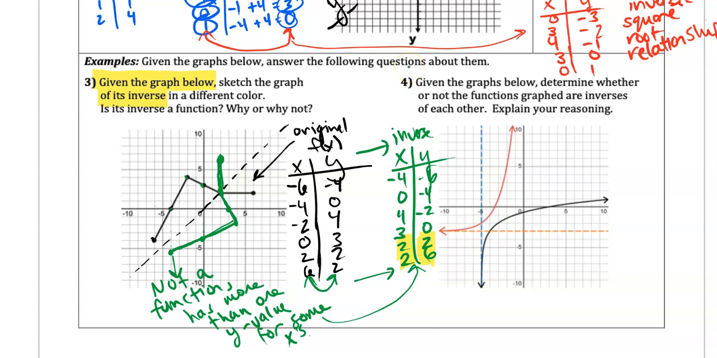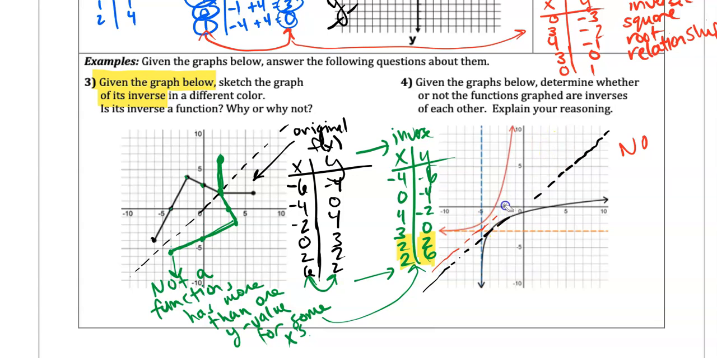Now in example 4, it gives you two graphs, the original and the inverse, and it wants you to decide if they are inverses of each other or not. The way we do that is by sketching the line y equals x, which cuts quadrants 1 and 3 in half, and then deciding if these are in fact reflected symmetrically across that line. And I hope that you can see that actually they're not. They seem very much like inverses, because if I were to move this line up here, they do have a kind of symmetry, but it's not across the line y equals x.